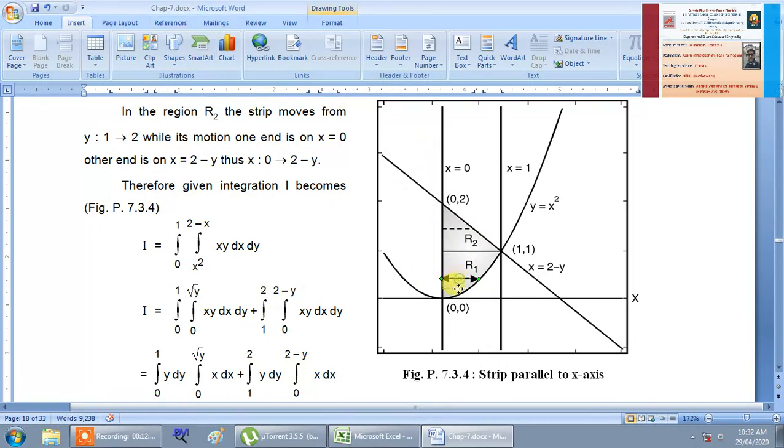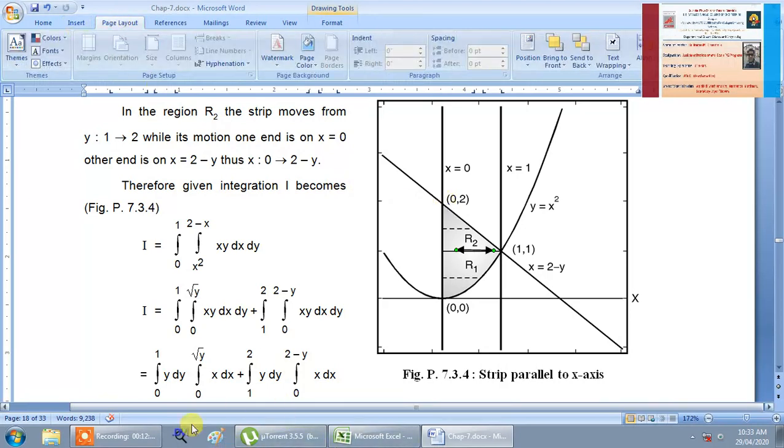You observe that in the first region, what y varies from. This is nothing but your x axis, the equation of the x axis is y equal to 0. So y varies from 0 to 1 in R1, and in R2 y varies from 1 to 2. So it is very much evident what we got as the limit, and that will be the limit of the outer integration. Let me write that limit first.